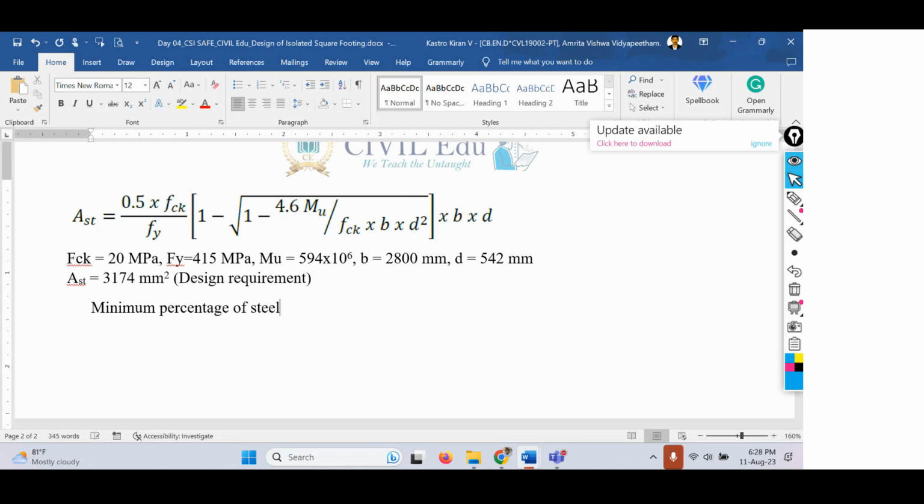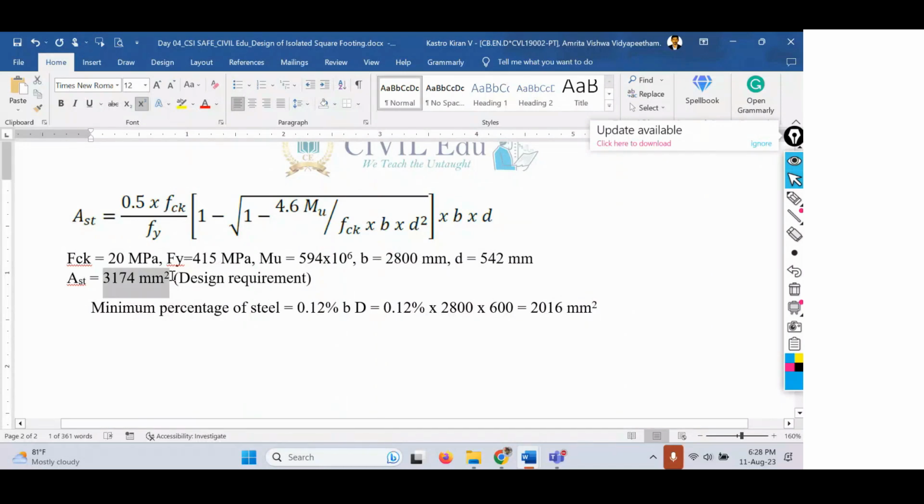So how to find out the minimum percentage of steel? We have a formula, that is 0.12% of B into D. This formula is also again from IS 456 consideration only. So that equals 0.12% into B, what is the width of the footing, 2800, into the depth of the footing, where we have taken the overall depth, not the effective depth, 600 mm. Once you solve this, you're going to get the minimum steel as 2016 mm square. At least we have to provide this much.